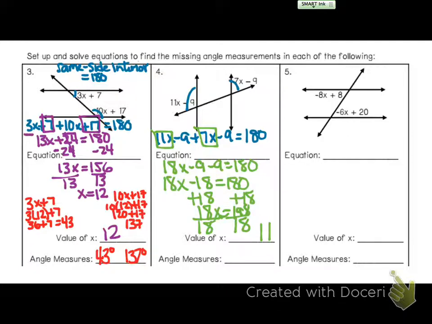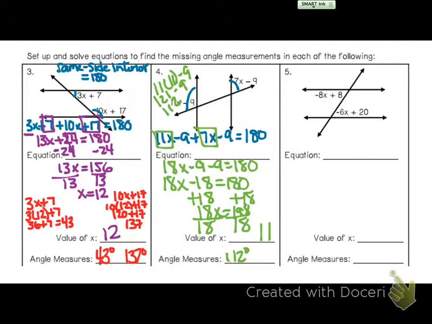So how am I going to find my two angles? I have to plug in my 11 to what letter? The x. So I'm going to come up here and say 11 times 11 minus 9. 11 times 11 is 121, and 121 minus 9 gives me 112. So one angle measurement is 112 degrees.